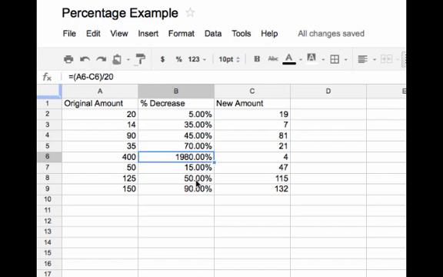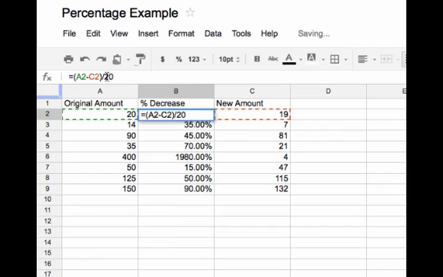Oh, my bad. I made a mistake. Instead of 20, I need to actually put that cell. Let me go back and do that again. Instead of 20, we want that cell, because if we leave 20, that's what it's going to be for all those cells, and that only works for the original one in the first row. So let's try that again.